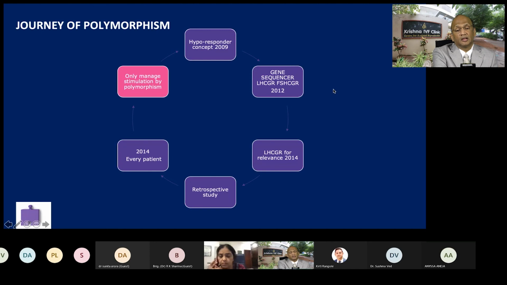But subsequently in 2012, we could acquire a gene sequencer and started doing the LHCGR, FSHR testing. At that time, we were ignorant of the difference between an LH gene and an LH receptor gene, and similarly we were ignorant about the FSH gene and FSHR gene. But subsequently we realized that LH gene abnormalities produce inactivating mutations which produce sterility rather than infertility, whereas when the receptor problem comes in, it is the response that makes a difference. Then we started understanding the relevance, and from 2014 we started doing it for every patient, and now we manage only by polymorphism.